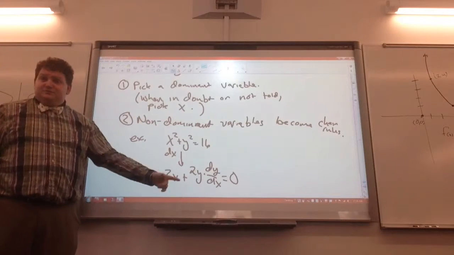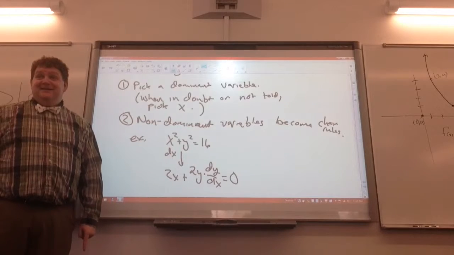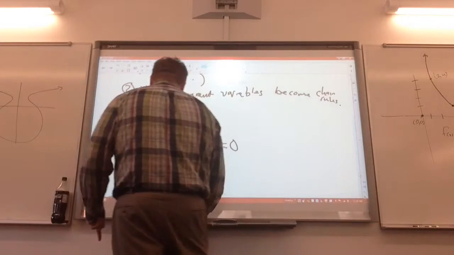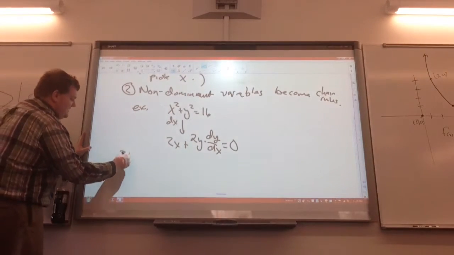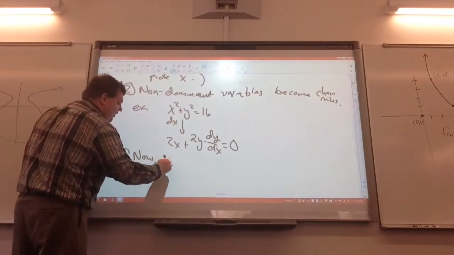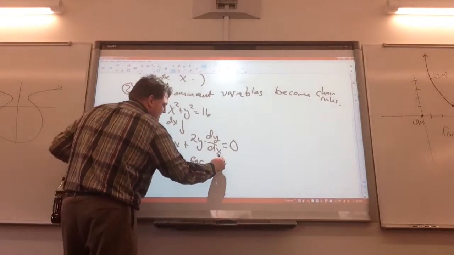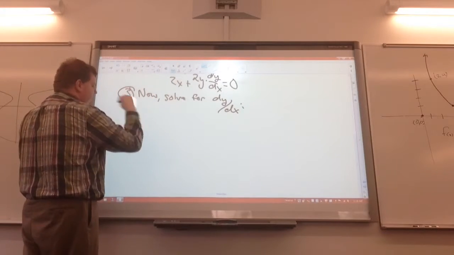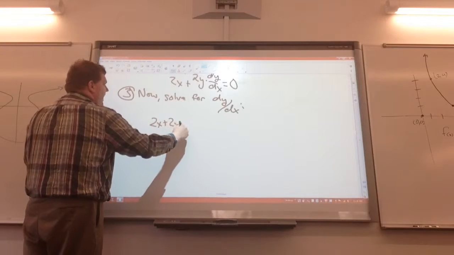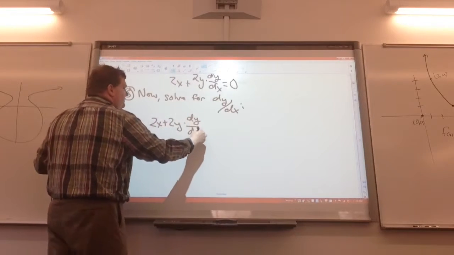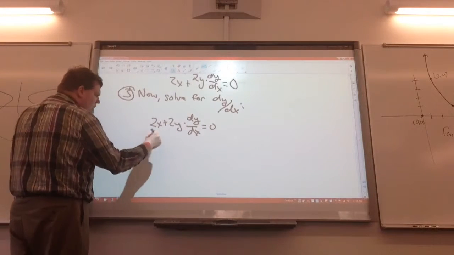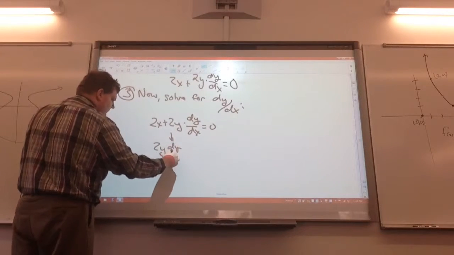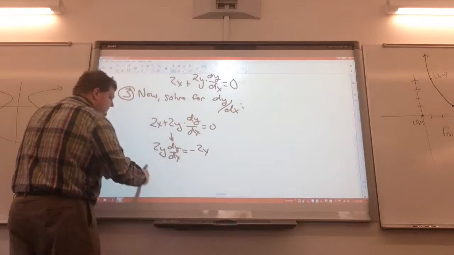So now what are we going to do, you think? Solve for dy over dx. Good, good. Very good. You're doing better than other people have so far at this. So, step 3: solve for dy by dx. So we've got 2x plus 2y times dy by dx equals 0. We move the 2x over. Divide by 2y.